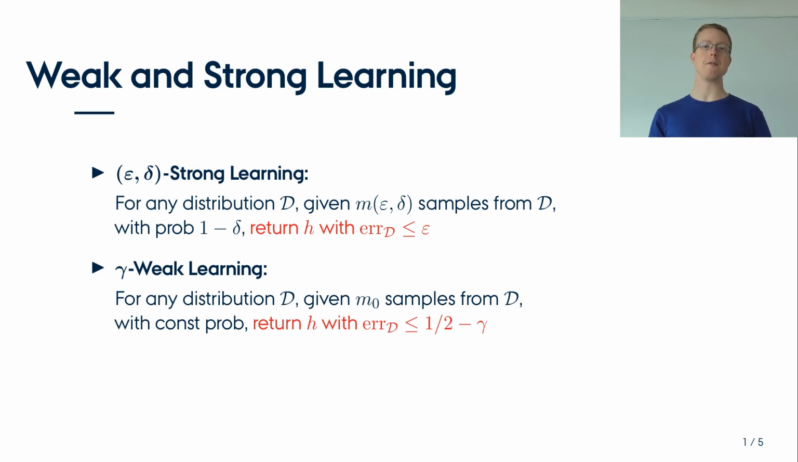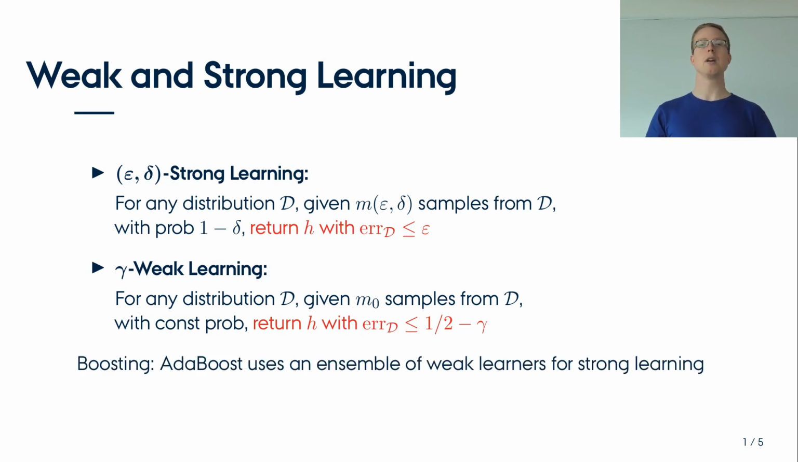But sometimes we are only given a weak learner, that is, a learner that produces hypotheses that are just slightly better than chance. We say it is a gamma weak learner if the expected error on unseen data is 1/2 minus gamma. Such a weak learner is actually pretty strong. We know that there is an algorithm, namely AdaBoost, that uses many weak learners and combines them in an ensemble method, via majority voting, to become a strong learner, to achieve any desired epsilon.